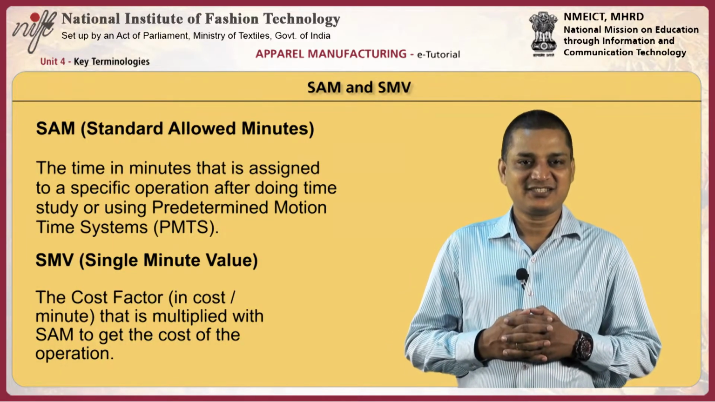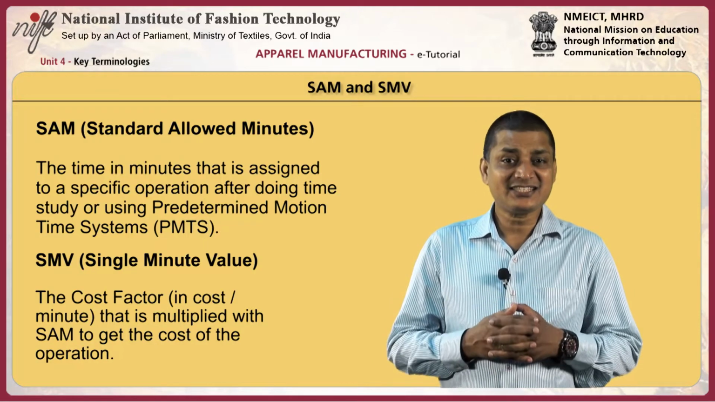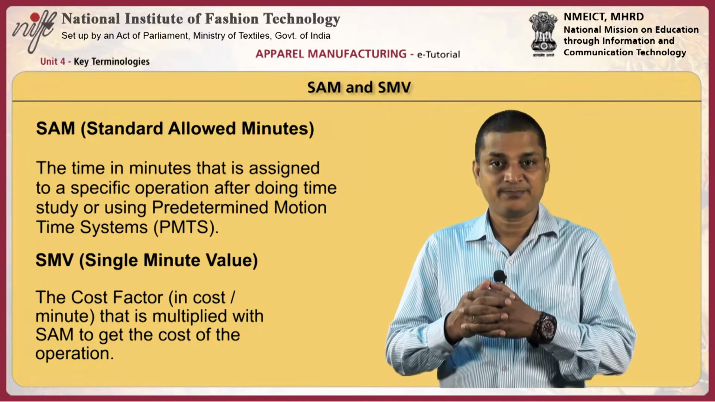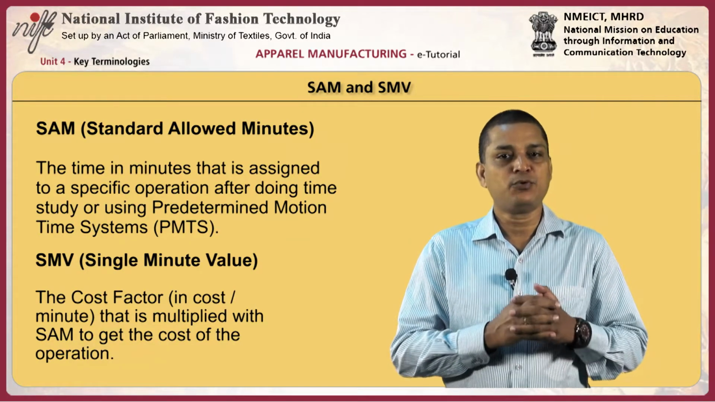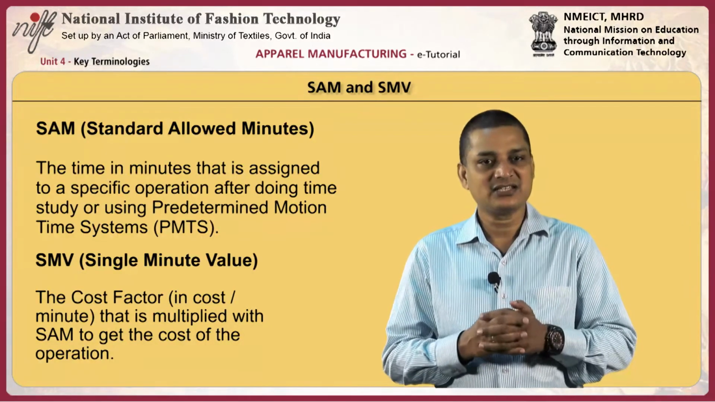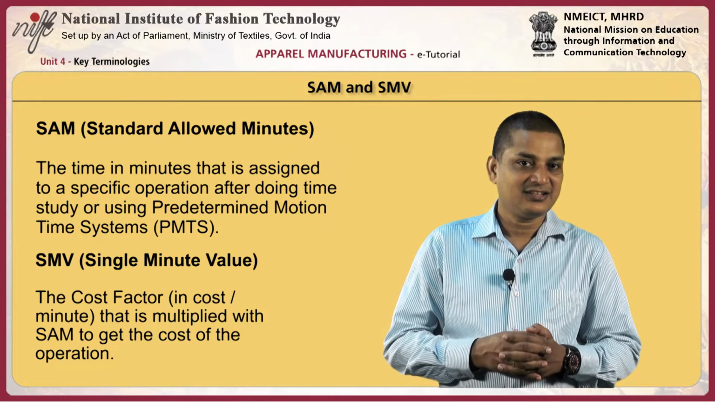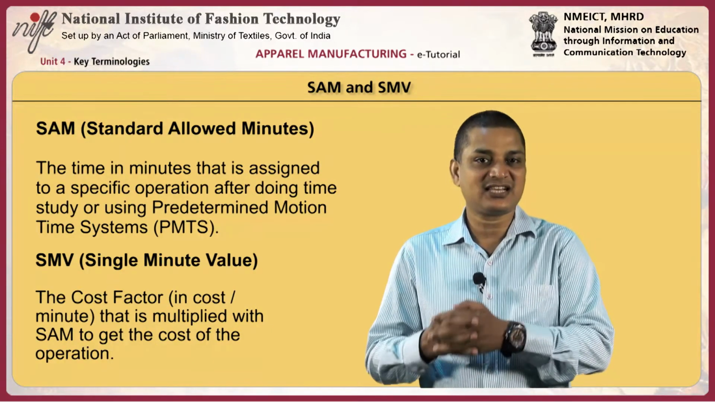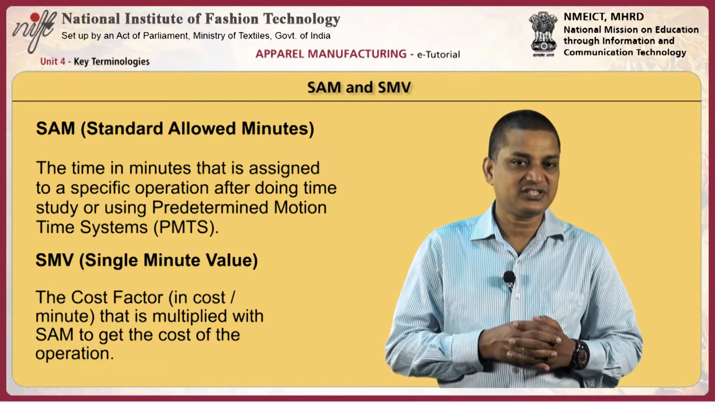Standard allowed minutes, SAM, means time in minutes that is assigned to a specific operation after doing a time study or using predetermined motion time systems. While single minute value, SMV, means the cost factor in cost per unit that is multiplied with standard allowed minutes to get the cost of the operation.